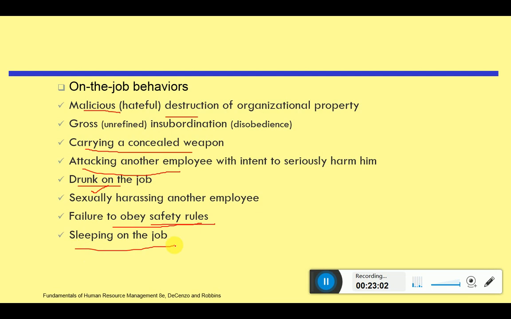Next is sleeping on the job. Now, this is a common one and needs no explanation. Hope a bit of an idea will be clear.